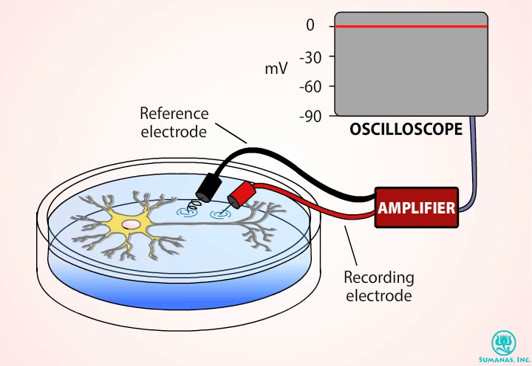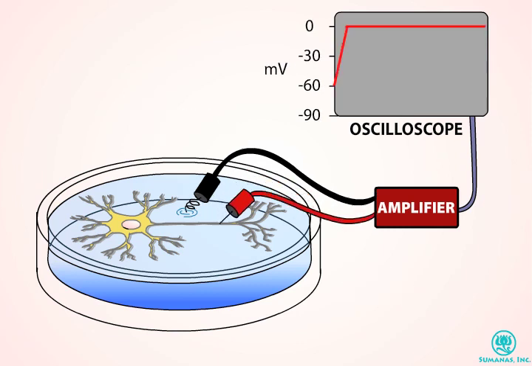However, when the recording electrode enters the cell, the display records a membrane potential of about -60 millivolts. This value represents the resting membrane potential of the neuron, the difference in electrical potential across the membrane during an inactive period.